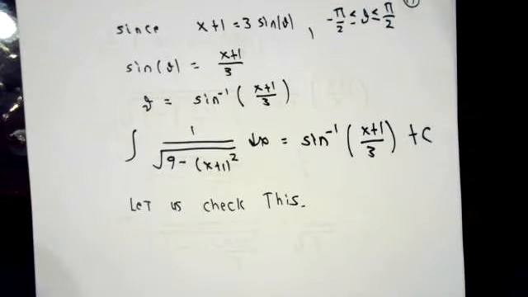As a sanity check, let's make sure that this is right. And remember, the derivative of the arcsine function is 1 over the radical of 1 minus the squaring function.